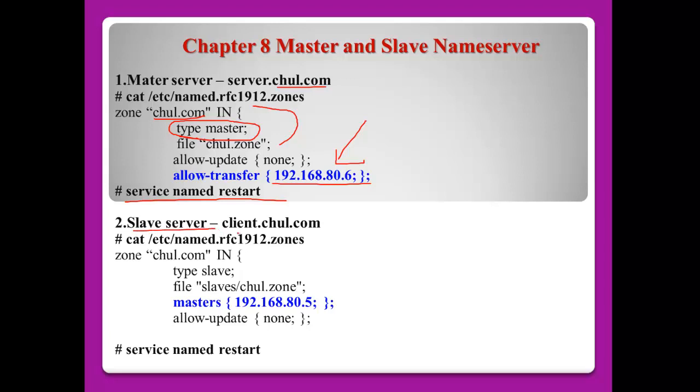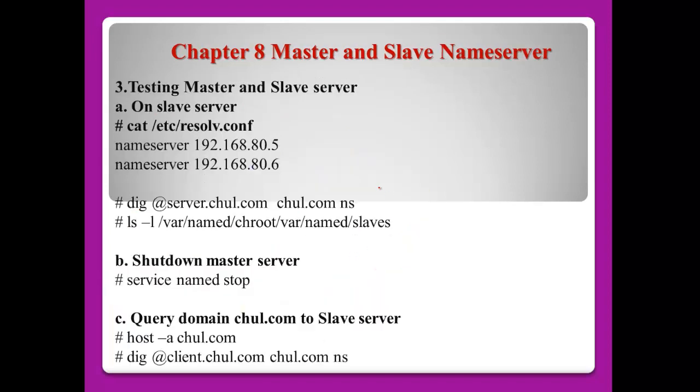In the slave name server, also add this zone to the file /etc/named.rfc1912.zones, so char.com, but here the type is slave. The file will be saved in this directory, the slaves directory, and the file name is char.zone, like this. And here the masters entry in the slave name server must point to the exact master name server to bring the data from. Then service named restart.